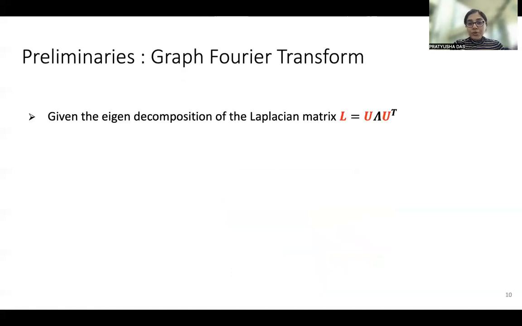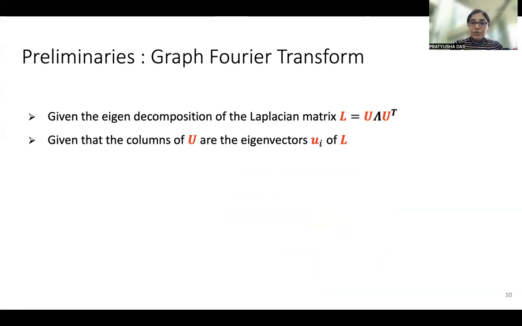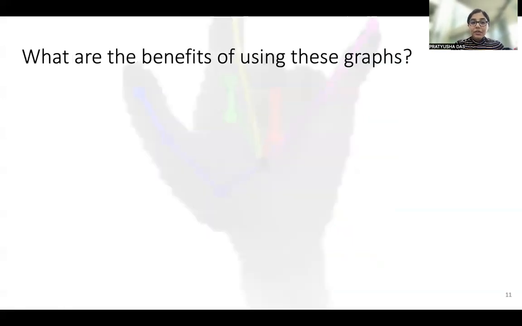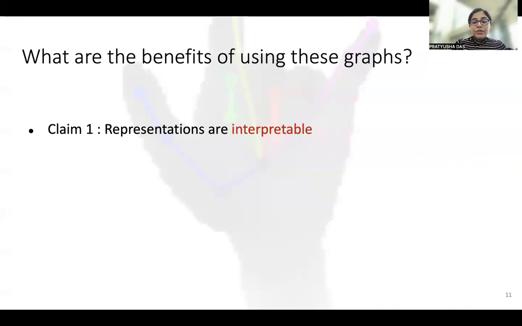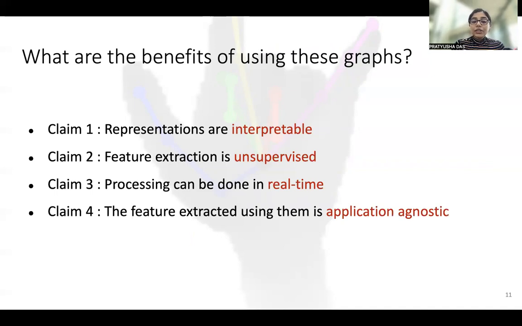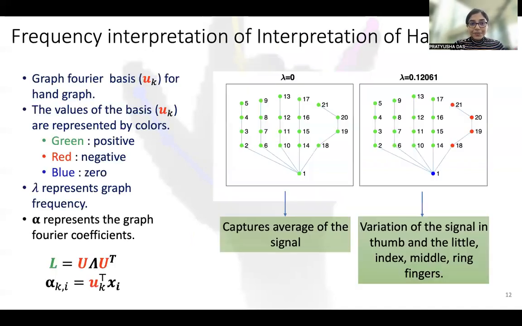Now, how do we do the graph Fourier transform? We do an eigenvalue decomposition of this Laplacian matrix, and the eigenvectors represent your graph Fourier basis. Then we take an inner product between this graph Fourier basis and our signal X, and the graph Fourier coefficients represent the features extracted from the data. The benefits of using these graphs are that the representations are interpretable. We'll see examples later. This feature extraction technique is also unsupervised, the processing can be done in real time, it is very fast, and the feature extraction is also application agnostic.